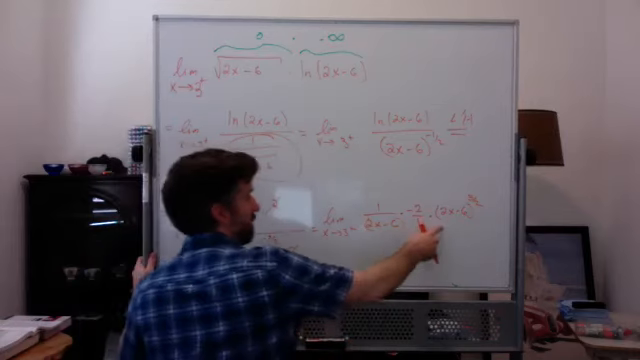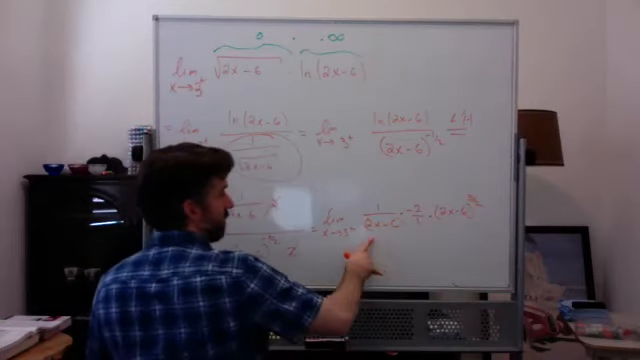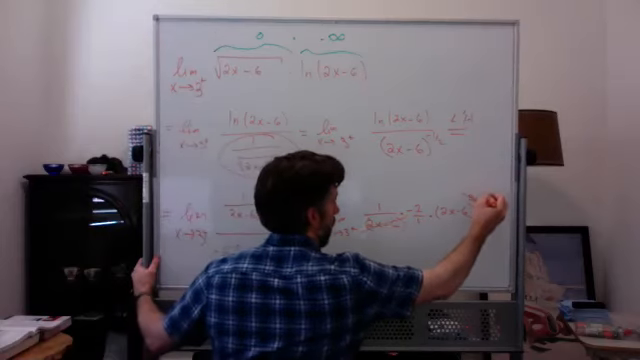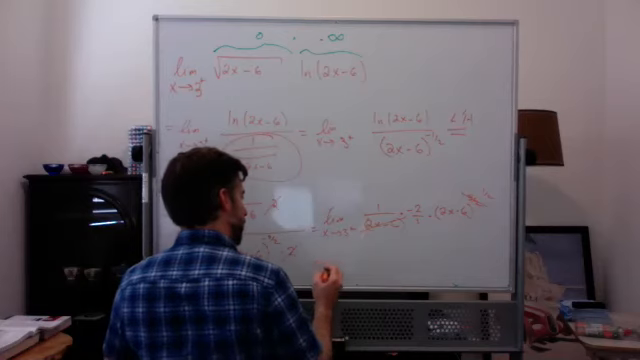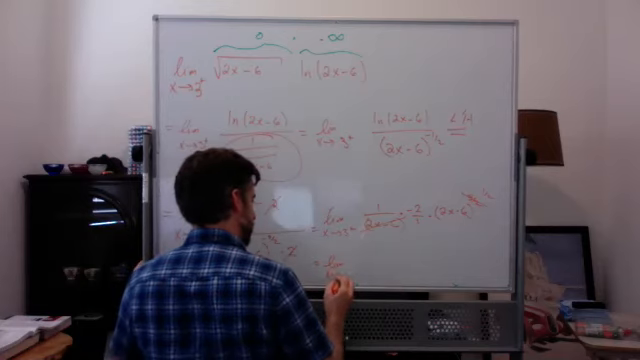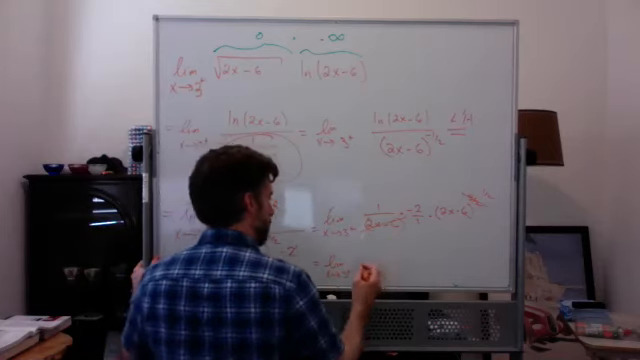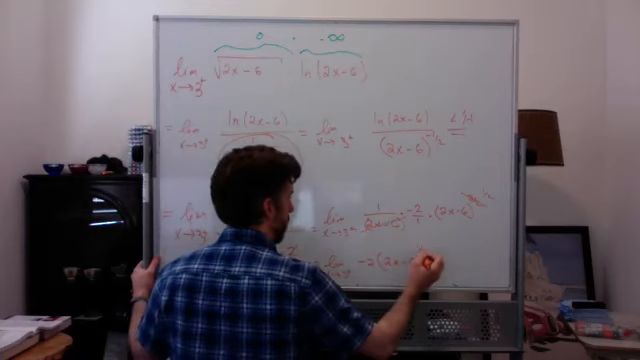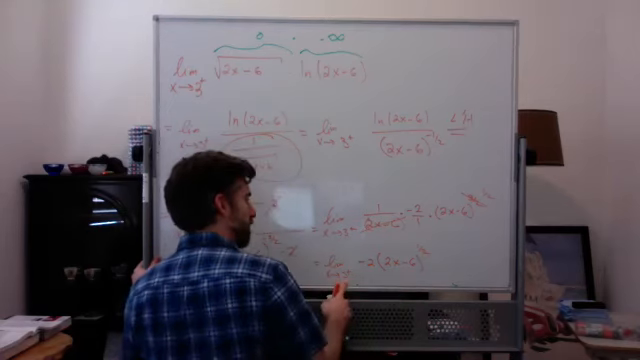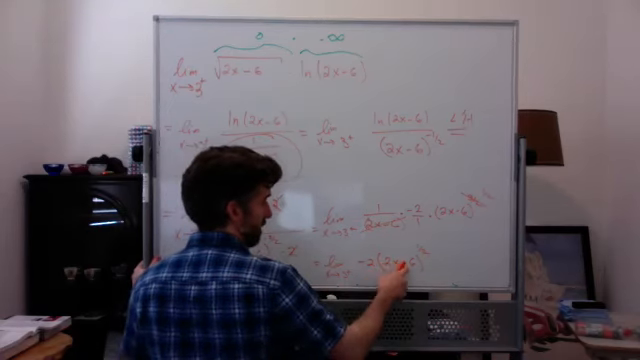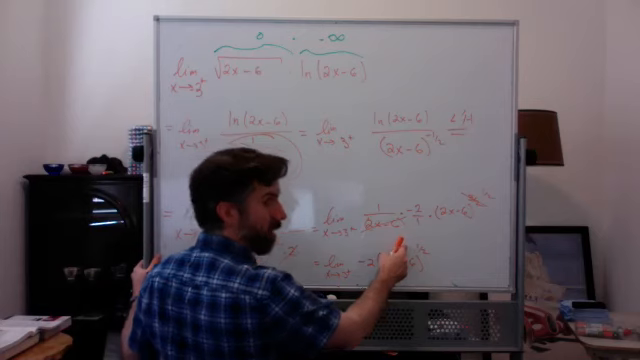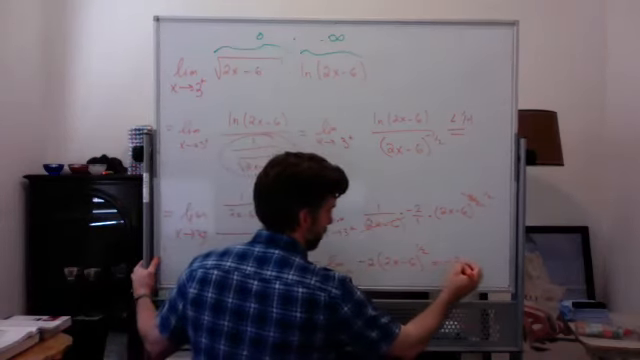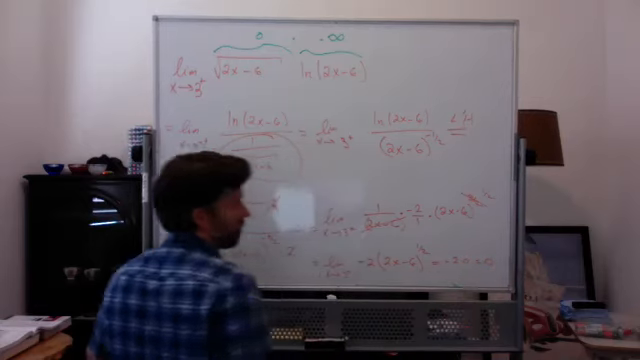And then 2x minus 6 to the 3/2 over 2x minus 6 to the first, I can cancel and be left with a 1/2 power there. So I have the limit as x approaches 3 from the right of negative 2 times 2x minus 6 to the positive 1/2. And then when I plug in 3, 2 times 3 is 6, 6 minus 6 is 0, 0 to a positive power is 0. So I get negative 2 times 0, which is just 0.